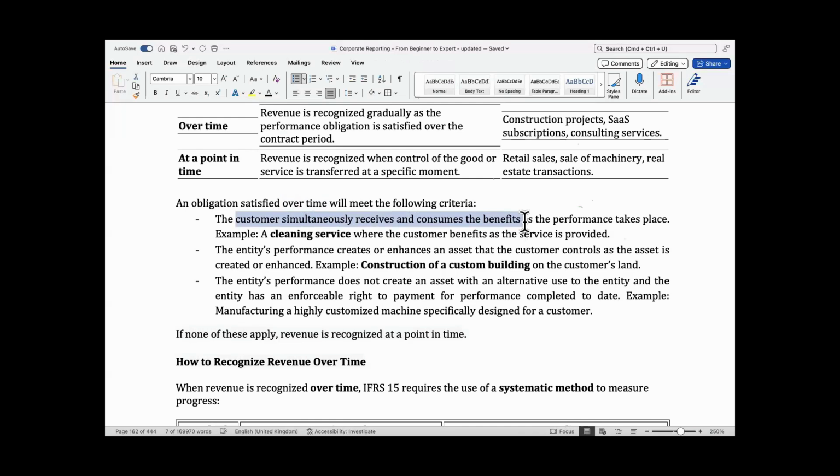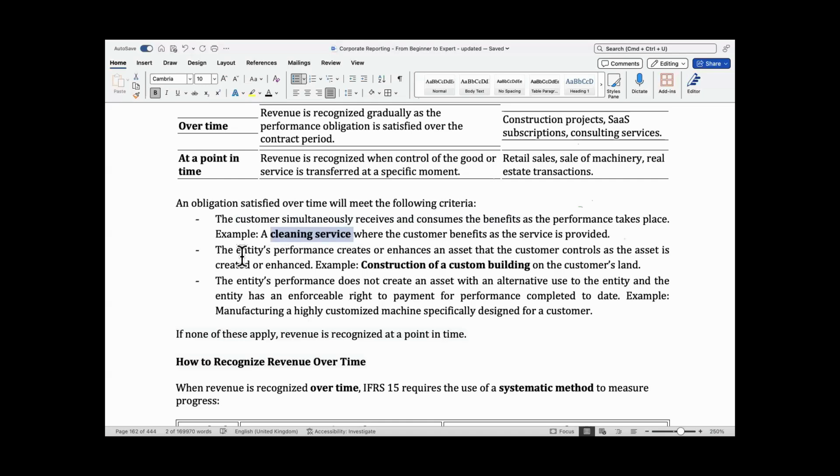You are enjoying the service as I'm teaching you. So provision of service and the benefits is occurring simultaneously. You receive the service or benefits as performance is taking place. An example is a tutoring service like we are now, or even a cleaning service, where the customer benefits as the service is provided. When you have a service of such nature, it means you have to recognize revenue over time because the obligation is satisfied over time.